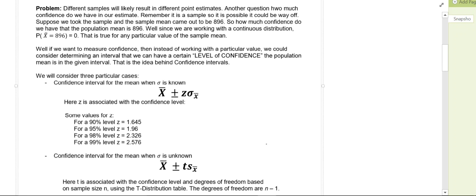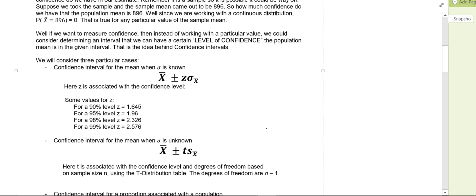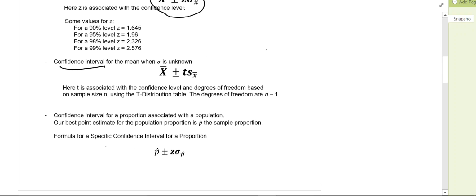All right, now we have 3 cases. We got 3 formulas. We know we're going to be working with confidence intervals, right? The question is, do we know the population standard deviation? If we do, here's our formula. Notice we're working with the Z table. If we're looking for a confidence interval and we do not know sigma, we can work with the sample standard deviation, and then we're going to be working with the T table. Okay? Again, you should be familiar with these.